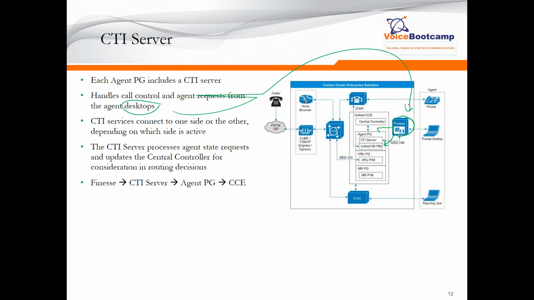Each agent PG must include a CTI server if you want to be able to control the agent through some sort of agent desktop software. A CTI server will connect to one side or the other, depending on which side is active. The CTI server processes agent state requests and updates the central controller for consideration in routing decisions. So your FINESSE server will point to the CTI server, which will point to the agent PG. The agent PG ultimately points to your call manager, UCCE, as well as CM, call manager.